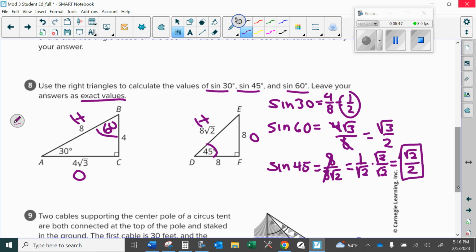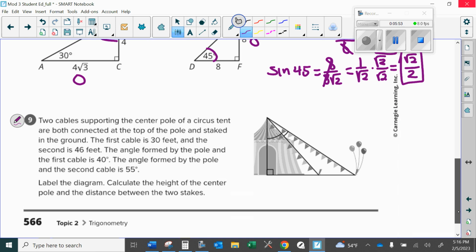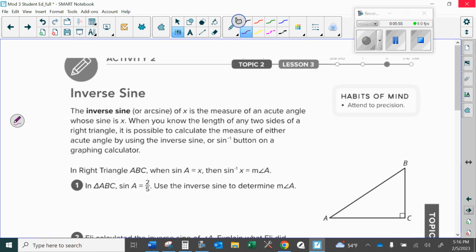Okay, those are the exact values. No decimals, you don't put it in the calculator. All right, inverse sine. Remember, anytime it's inverse, we are calculating the angle measure. Okay, so inverse sine is the measure of the acute angle whose sine is x.